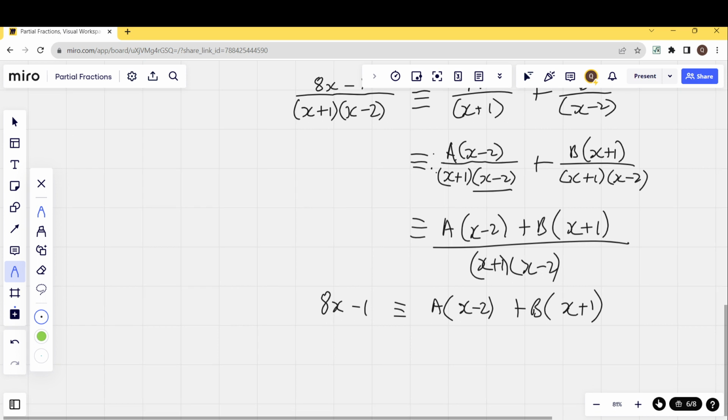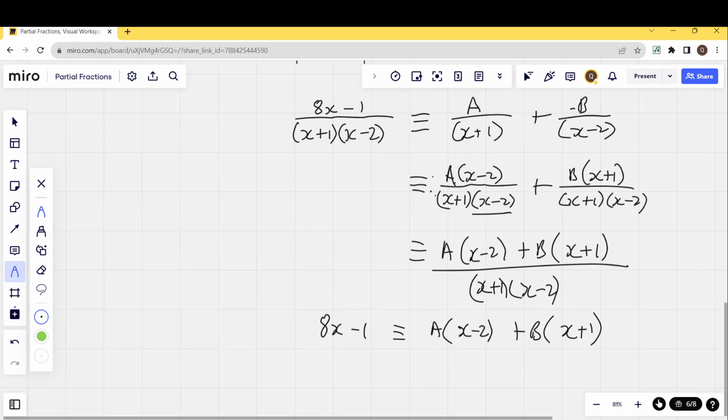Now the way we're going to compare this to find out what our a and our b are is we're going to compare the x terms on the left hand side with the x terms on the right hand side, and the number terms on the left hand side with the number terms on the right hand side, and that will help us to figure out what a and b are, because they should be the same. So first thing we're going to do is expand these brackets out.